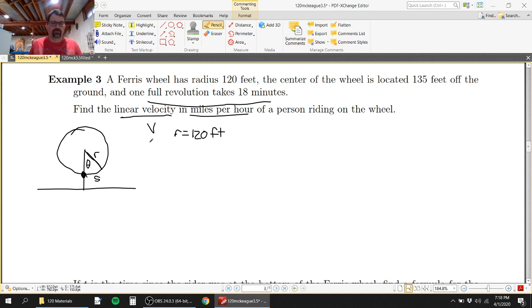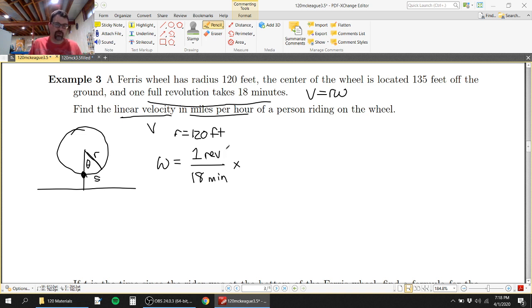So if we're going to find v, and we've got R, ideally we would just like omega because we know v equals R omega. This is telling us about how fast it's rotating: one full revolution in 18 minutes. So we know omega is one full rotation, and that occurs in 18 minutes. Now, you have to hesitate and don't give in to the urge to just multiply R and omega and be done with it, because, like we said before, omega has to be in radians per something. Again, it's that factor of 2 pi.